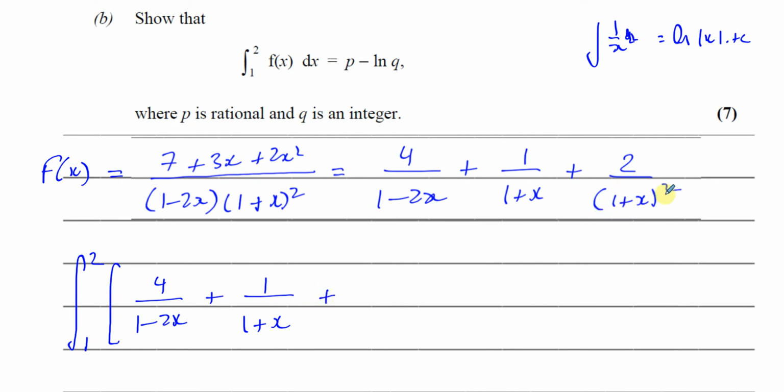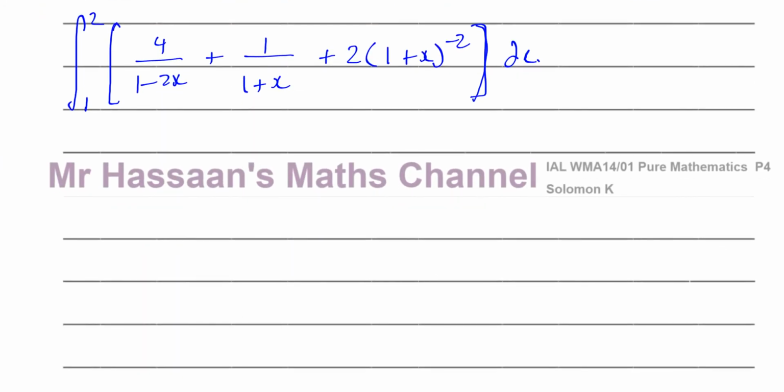But the last fraction is not like that. If I differentiate this, I'm going to get something, a quadratic in there. And the numerator is not of that form. So I have to write this as 2 times 1 plus x to the power of minus 2. And then I will be able to integrate this using a slightly different method of reversing the chain rule. Because what's outside, what's multiplying it, is the differential of what's inside, or of the same order of it at least. Now what I can do is I can integrate.